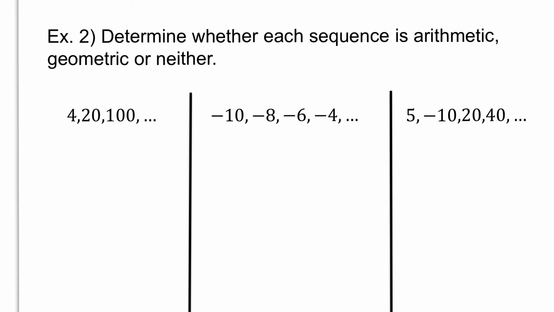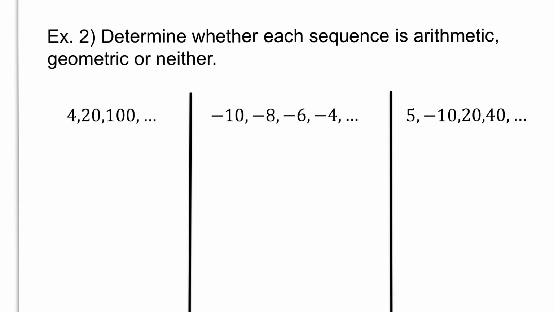So now let's go ahead and identify if a sequence is geometric or arithmetic. Just a review for you guys. Geometric is when you multiply to get to the next number, the next term, and arithmetic is when you are adding to get to the next term. So let's look at the first sequence here. We have a 4, a 20, 100.